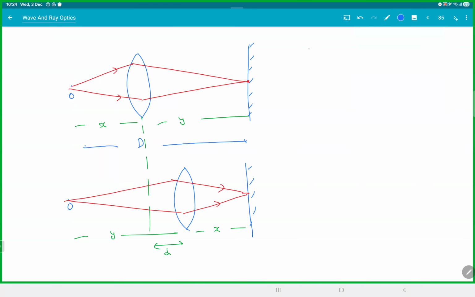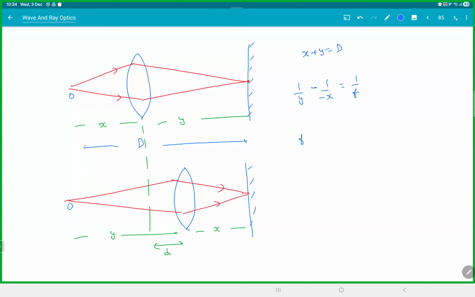Right? And then when you solve this thing, x plus y is equal to capital D, and 1 by v plus 1 by minus x is equal to 1 by f. Two equations, two unknowns. You solve this. This is actually an experiment to find the focal length of a lens. Do you remember this?